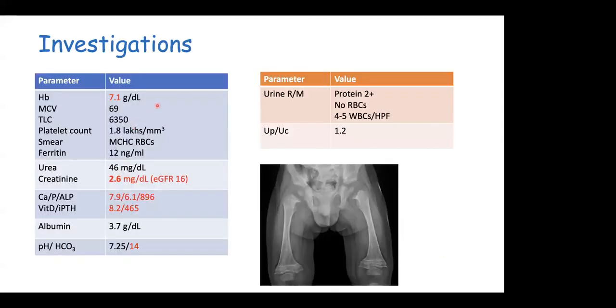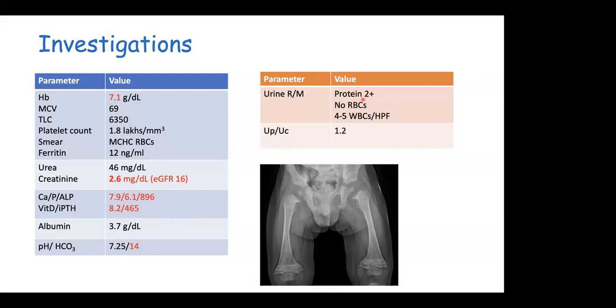You go ahead and do basic evaluation for this child. You find that the child is anemic, microcytic hypochromic picture, low ferritin, suggesting iron deficiency anemia. Child has a creatinine of 2.6 corresponding to a glomerular filtration rate of 16, inching towards stage 5 CKD. He has mineral bone disease with low calcium, high phosphate, elevated alkaline phosphatase. He is vitamin D deficient and he has very high parathyroid hormone levels. And you can see in the x-rays here that the child also has nice rickets. The albumin is relatively preserved at this point and there is metabolic acidosis.